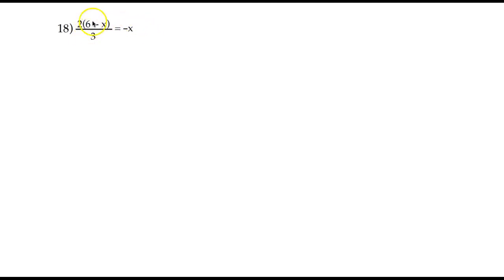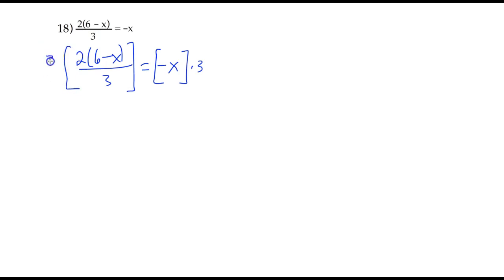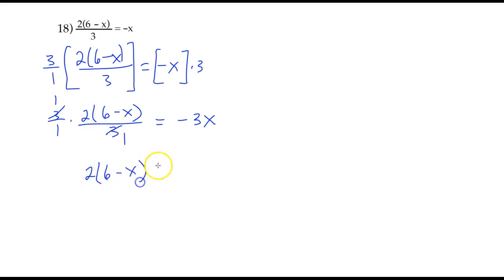So again, in this situation, we see that we have a fraction, so we want to get rid of the fraction as fast as we can. So what I'm going to do here is multiply both sides by 3, the same as 3 over 1. And when we do this, of course, 3 over 1 times 2 times 6 minus x over 3 equals negative 3x. And here these 3's reduce to 1 because 3 divided by 3 is 1. And I just have 2 times 6 minus x equals negative 3x.